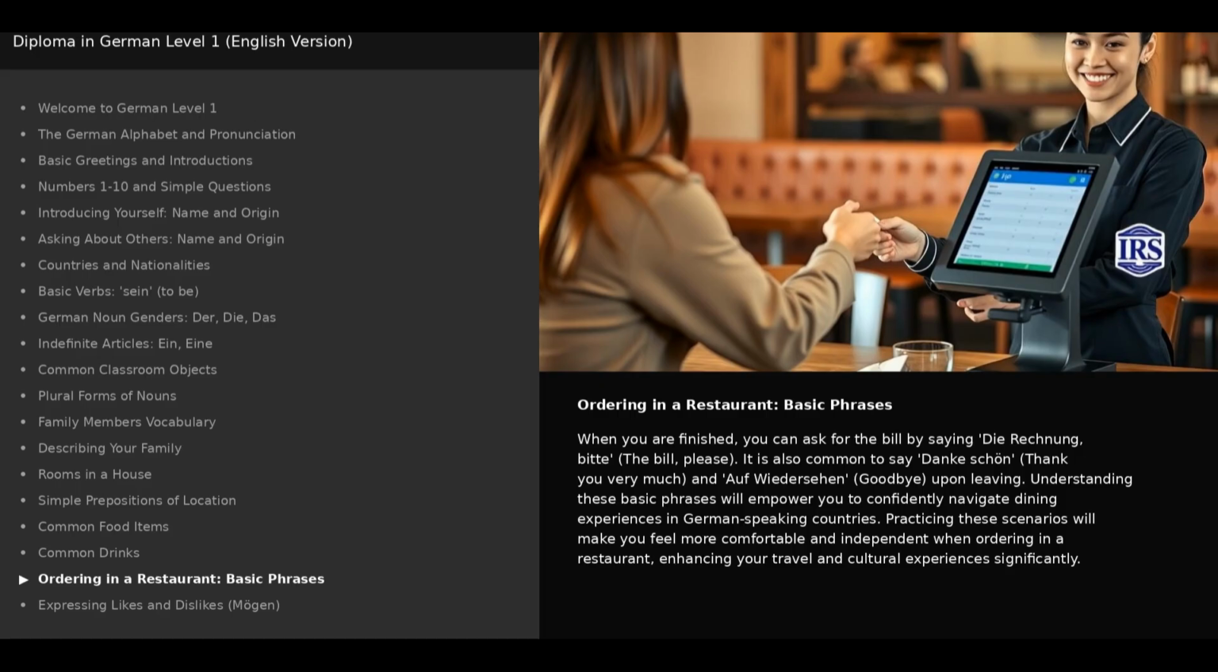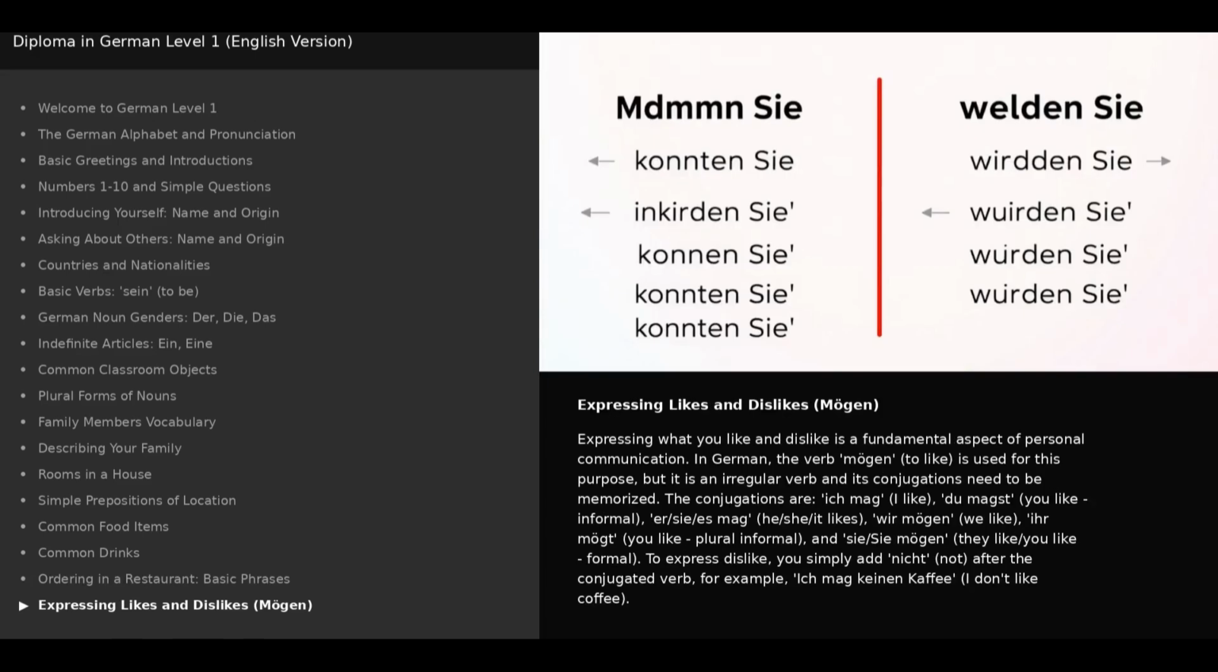Practicing these scenarios will make you feel more comfortable and independent when ordering in a restaurant, enhancing your travel and cultural experiences significantly. Expressing likes and dislikes, mögen. Expressing what you like and dislike is a fundamental aspect of personal communication.